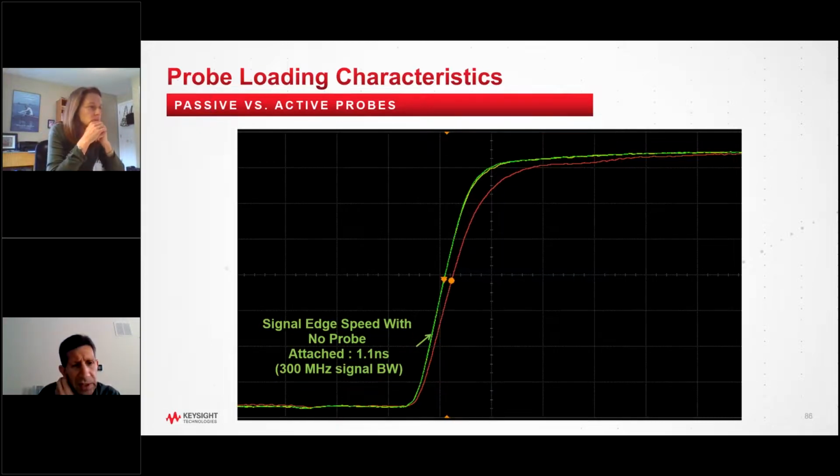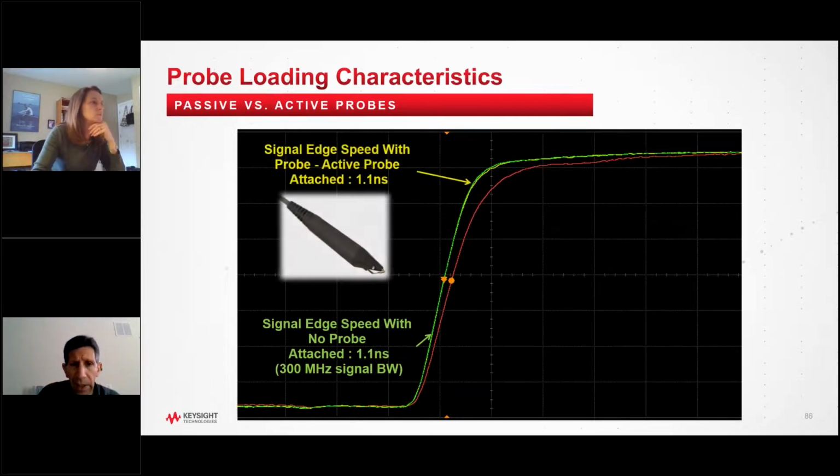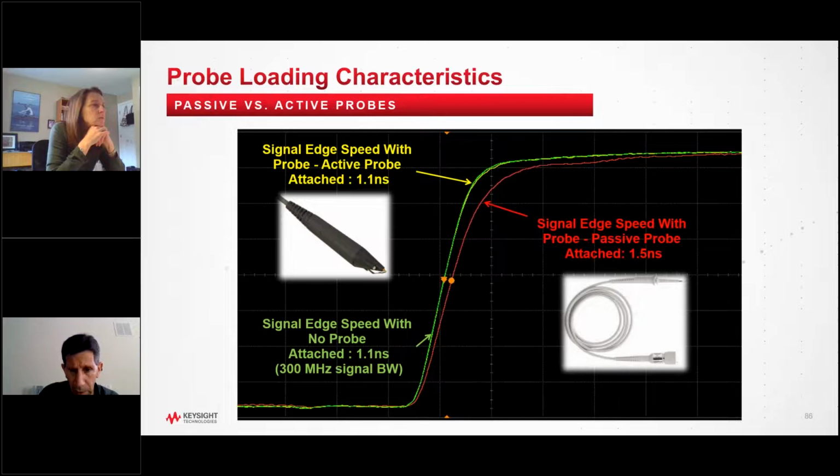And now you can see loading. Again, here's a 300 megahertz signal bandwidth. That's in green is the actual signal without a probe. And with an active probe, we get pretty close to that signal shape, but a passive probe with the higher loading, you see a slower rise time. We are loading the signal down more.